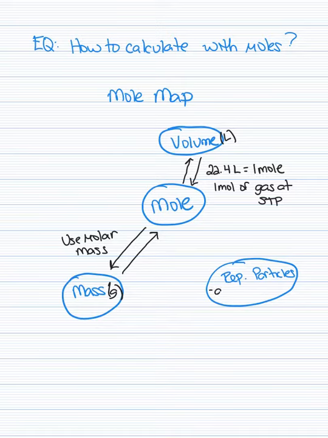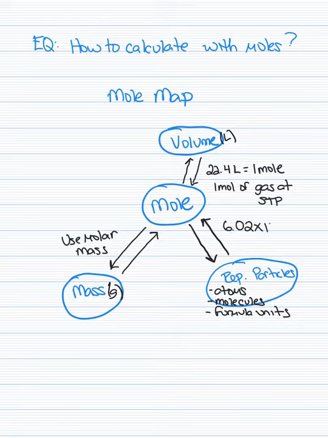Representative particles could be atoms, molecules, or formula units. And to go from moles to representative particles or from representative particles back to moles, we are going to know that there are 6.02 times 10 to the 23rd representative particles in 1 mole. So therefore there are 6.02 times 10 to the 23rd atoms, molecules, or formula units in 1 mole.